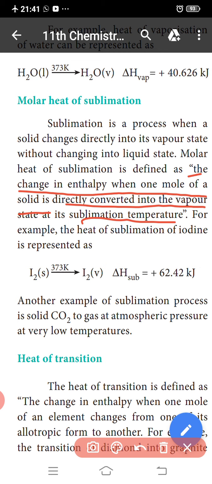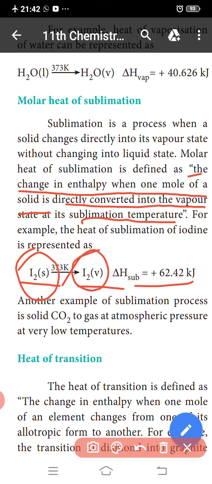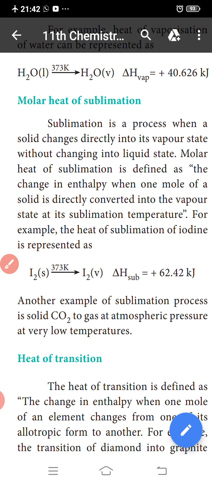For example, for sublimation temperature, solid iodine, I2, converts to iodine vapor. The ΔH sublimation value is 62.42 kilojoules. For another example, solid carbon dioxide converts to gas at atmospheric pressure at very low temperature. This is the molar heat of sublimation.